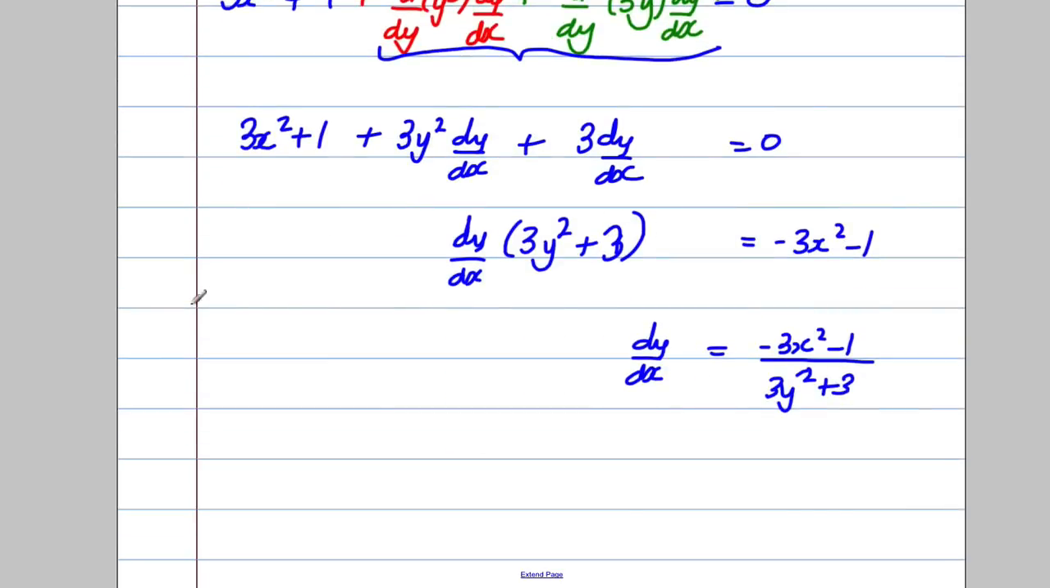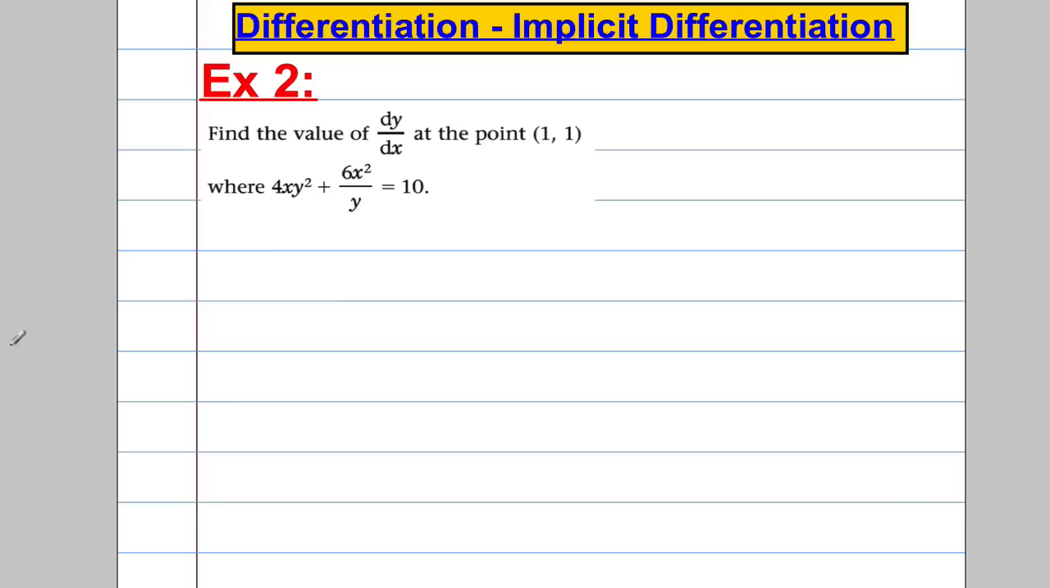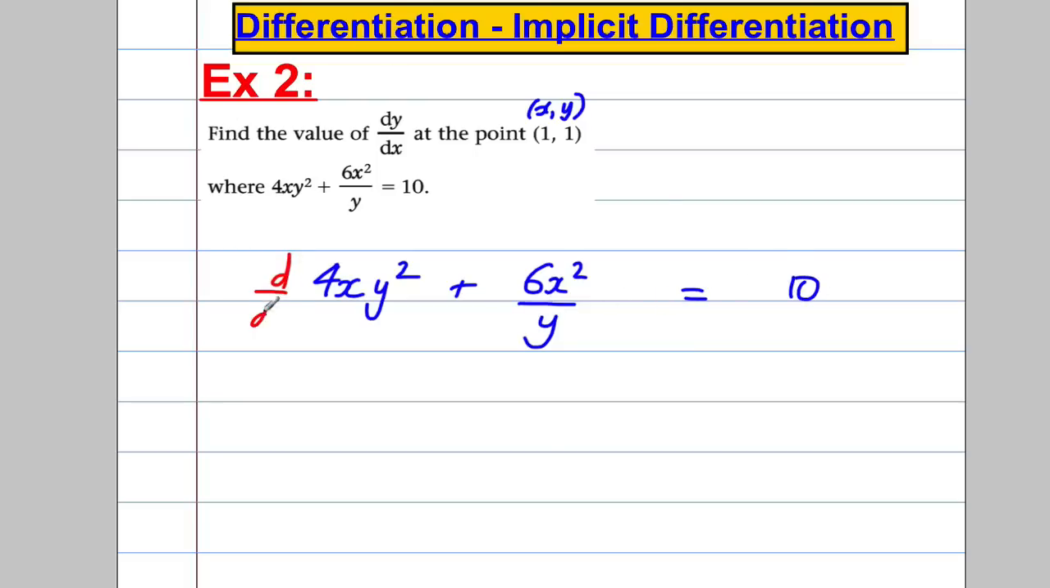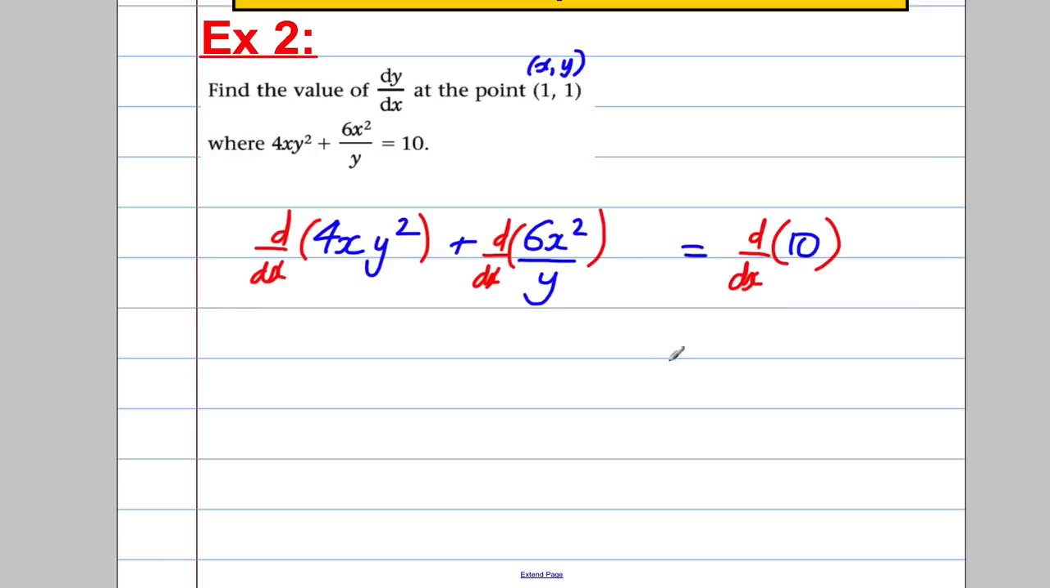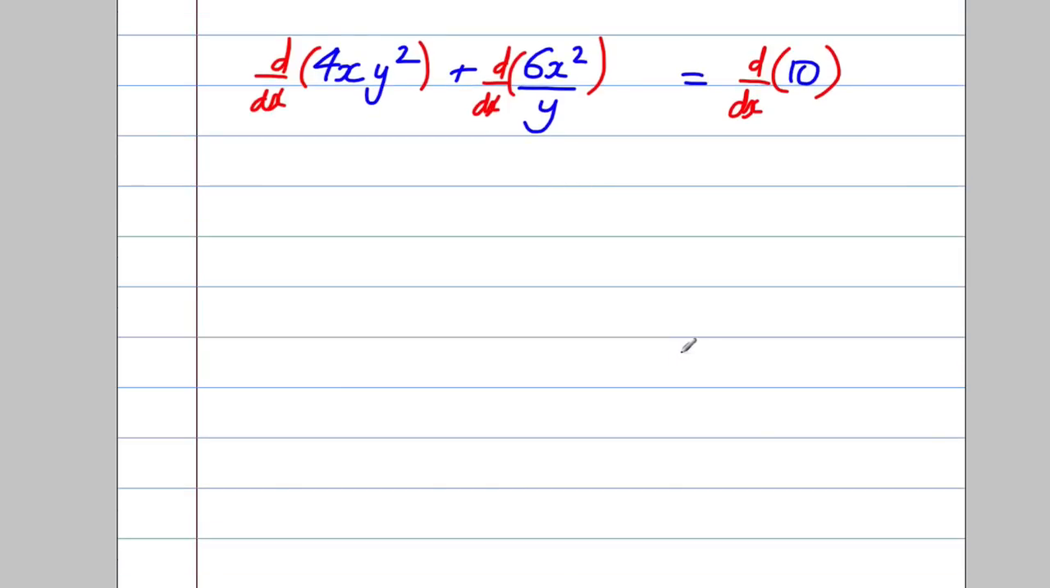Okay, so that's the first one done. Let's have a go at another one. We're asked to find the value of dy by dx at the point where x is 1 and y is equal to 1, where we have y bound up in this implicit equation. So what we're going to do, to find dy by dx, we're going to write our original equation, 4xy squared plus 6x squared over y is equal to 10, and we're going to differentiate everything with respect to x. So I'm going to differentiate this, I'm going to differentiate this, and I'm going to differentiate this. Now, we're going to have to do each one separately because there's quite a lot of working for each one.